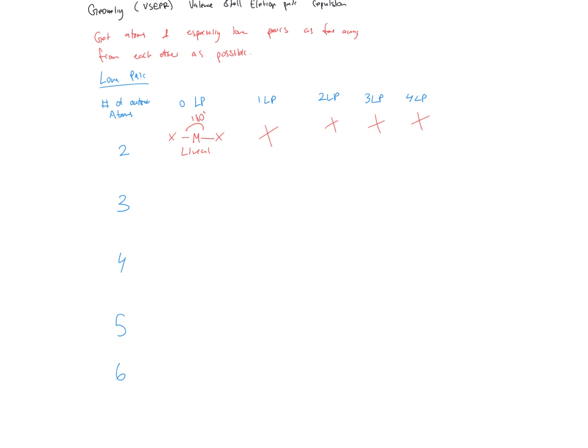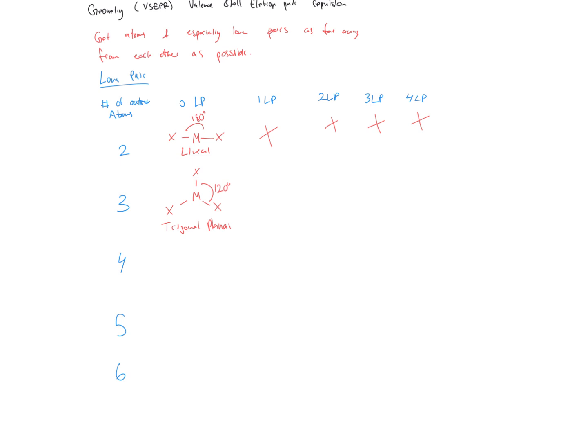Now let's say I have 3 and no lone pairs. Again, I want to get all my X's, all my outside atoms, as far away from each other as possible. And if I do that, I'll end up with what's known as a trigonal planar structure. And this bond angle is 120 degrees because that's as far away from each other as they can get.